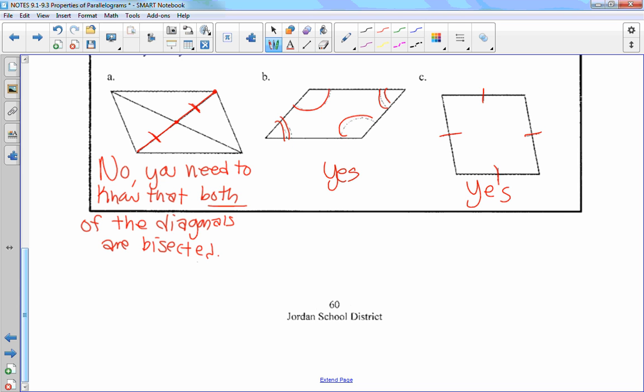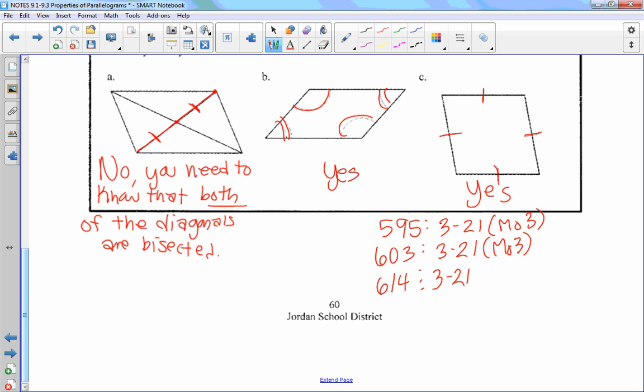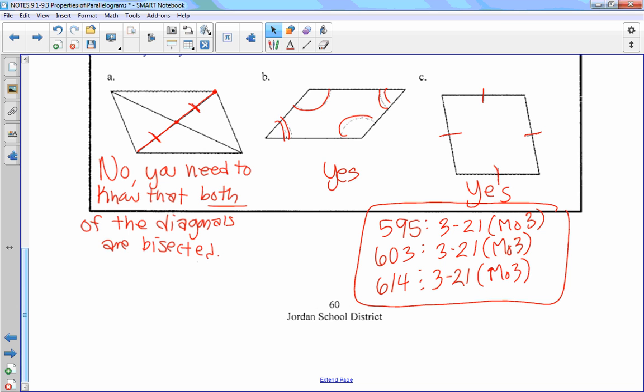Your homework comes from volume 2 in your book. It's 3 different sections, pages 595, 603, and 614. On all of these you're going to do 3 through 21, multiples of 3, so there are only 7 problems on each one. What does multiple of 3 mean? 3, 6, 9, divisible by 3, you should do it. There should be 7 on each section: 3, 6, 9, 12, 15, 18, 21. Those are the problems you should do.